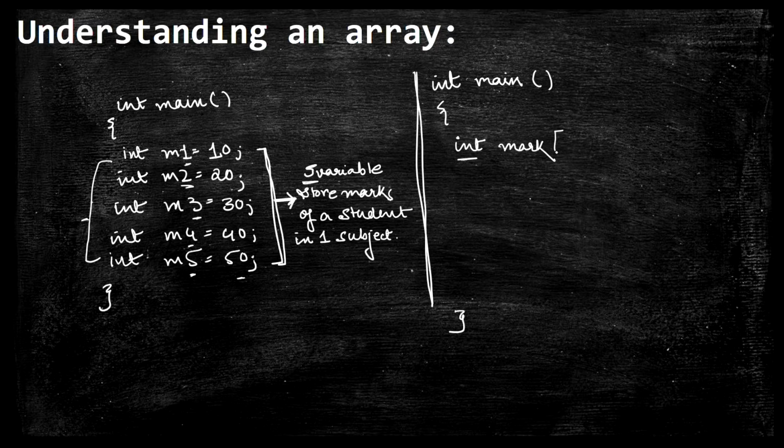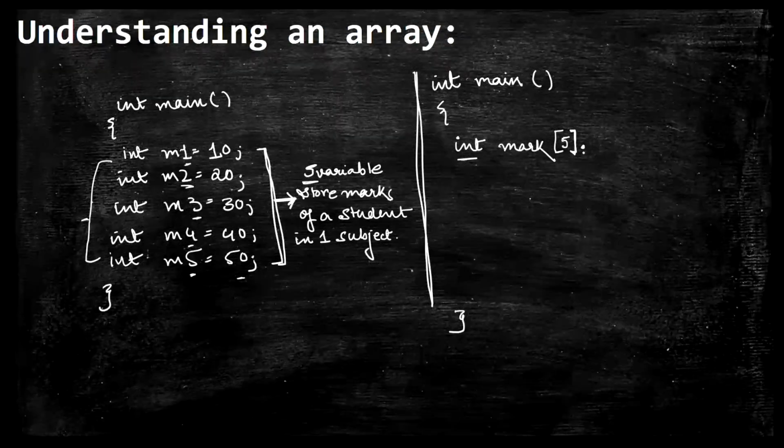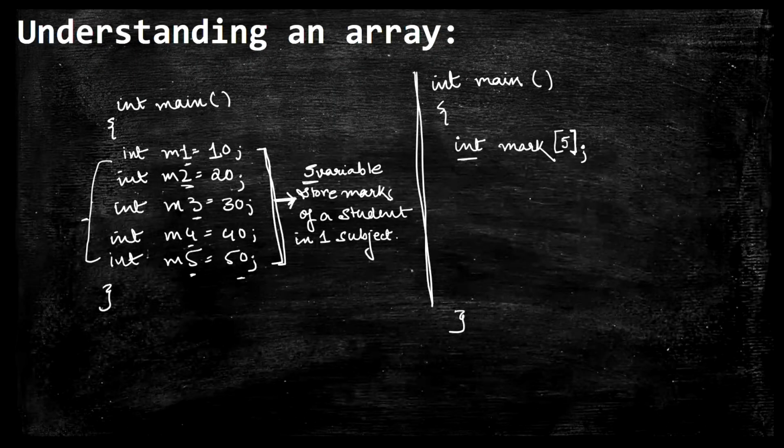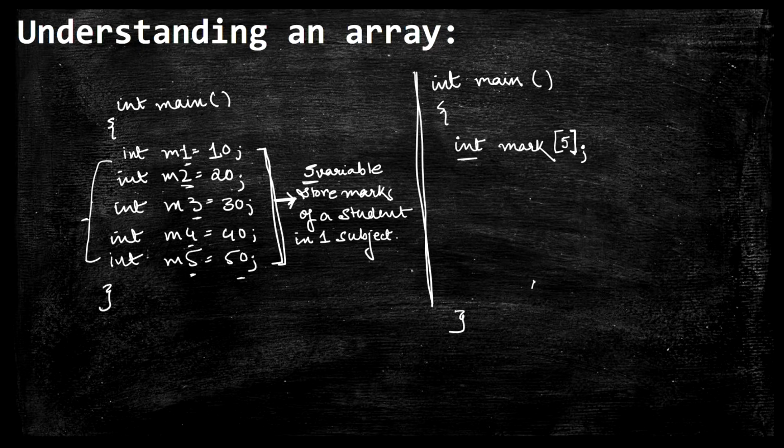Okay, and we will define a size of 5. And what happens after this declaration is a storage space is allocated in the RAM or in the memory of integer type having 5 spaces to store 5 marks.